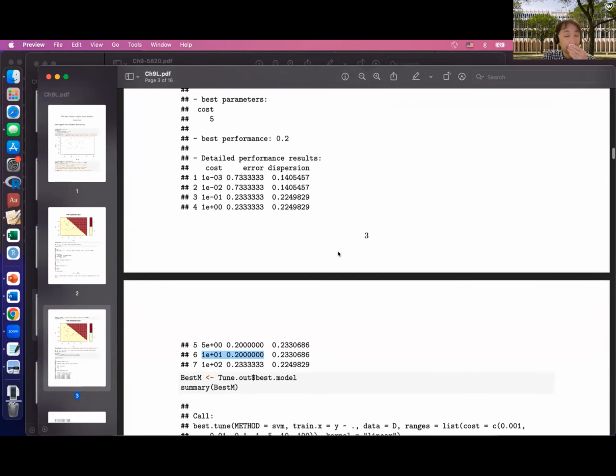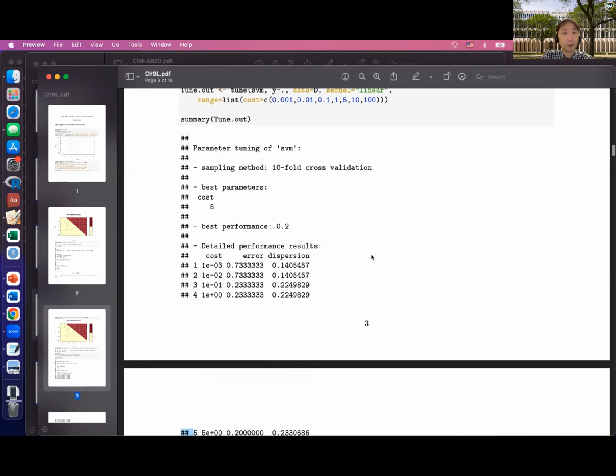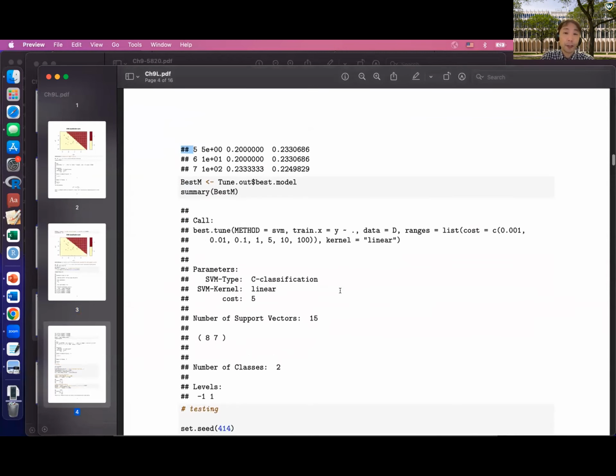Why is this not chosen? I think that when cost is large, C is small, and if C is small, the separation rule is slightly more complicated. So if the performance is the same, they use the simpler one. That's probably why they choose cost equal to 5. So now we know that cost is equal to 5.